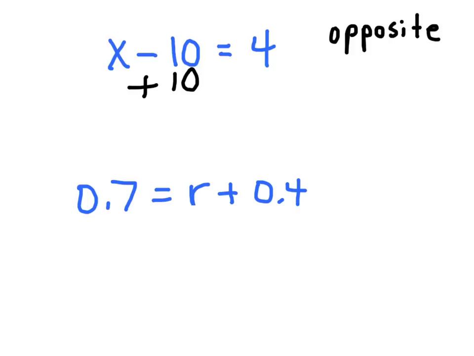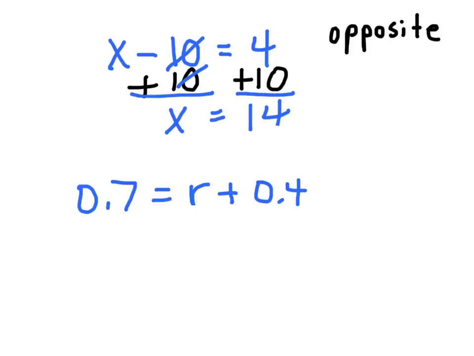Now, whatever I do to one side of the equation, I must do to the other side to keep the equation balanced. So I'm going to add 10 to the other side also. And so that gives me x all by itself, because again, negative 10 plus 10 is 0, so that goes away. X equals, and then I have 4 plus 10. The answer is 14. So this is the value of the variable that makes the equation true. 14 minus 10 equals 4.